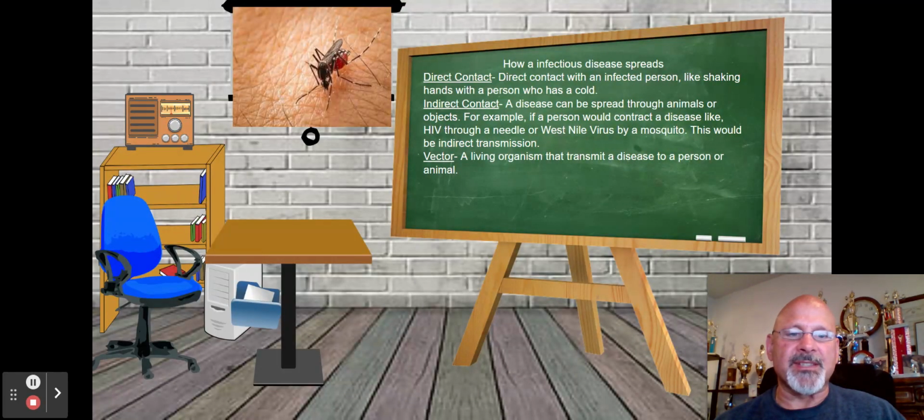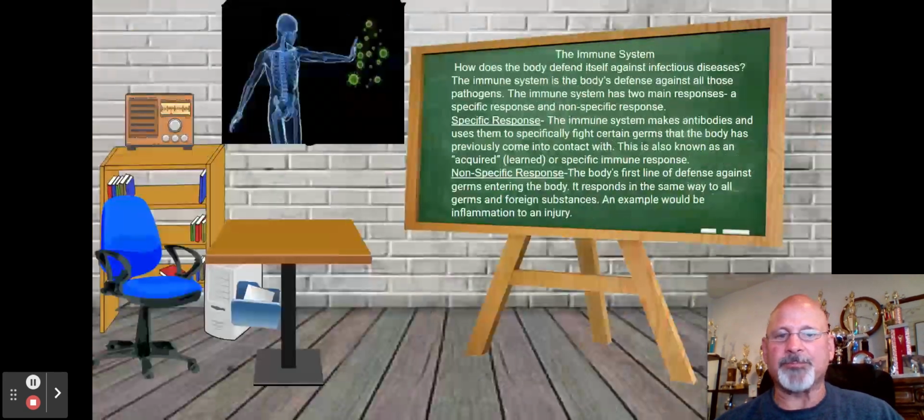How infectious diseases spread. Direct contact is basically with an infected person, like shaking hands with a person who has a cold. Indirect contact, a disease can be spread through animals or objects. For example, if a person would contract a disease like HIV through needles or West Nile virus by a mosquito, this would be indirect transmission. A vector is a living organism that transmits a disease to a person or an animal.